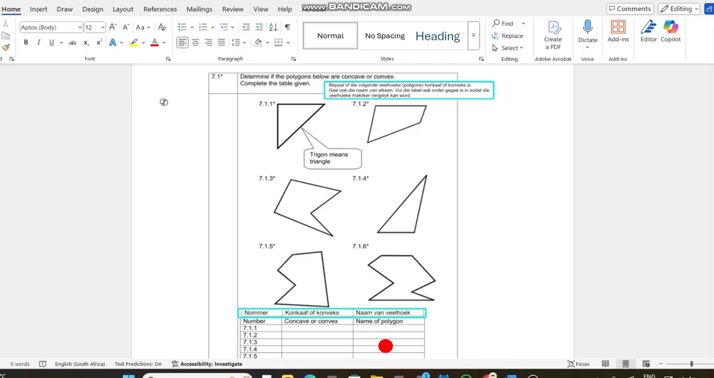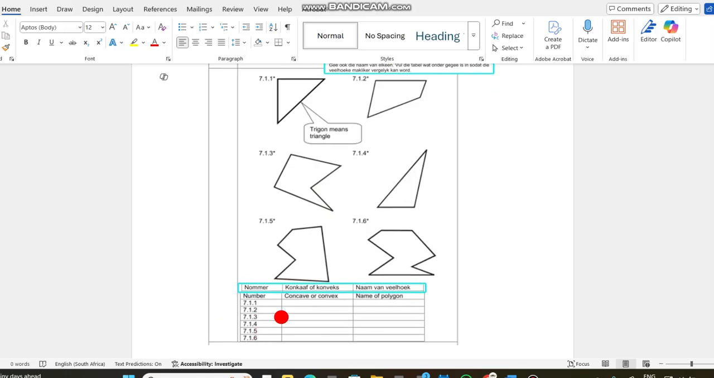You're going to start with 7.1 and determine if the polygons below are concave or convex. You need to redraw this column in your book and then give me if it's concave or convex, and also name the polygon. That's easy because you just need to count the corners or the sides and then look in your summaries. I'm going to leave you to do this on your own. Pause the video and do this on your own, and then you can play the video and quickly mark it, as I'll just quickly verbally tell you the answers.